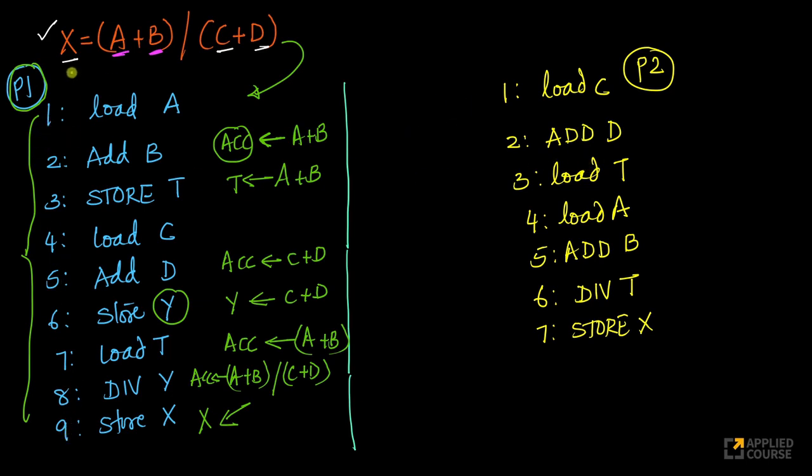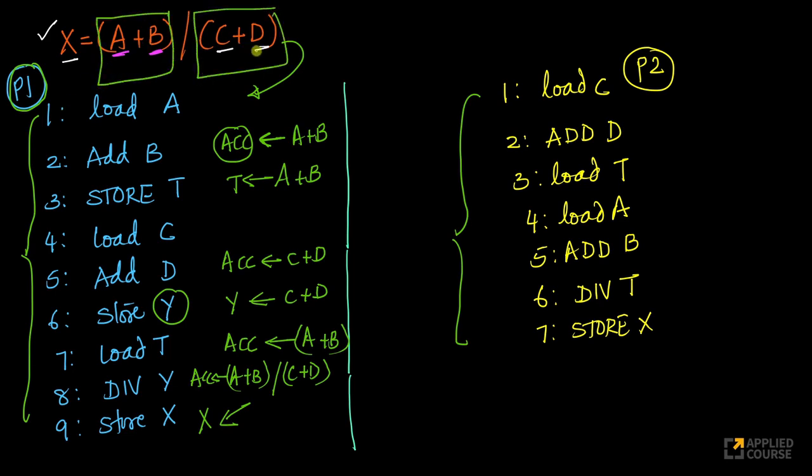We can actually solve and compute this result using just 7 instructions. If we look here, what did we do? First we computed A plus B and stored the result, then we computed C plus D and stored the result, and then we computed A plus B divided by C plus D. But what if we do it slightly differently?